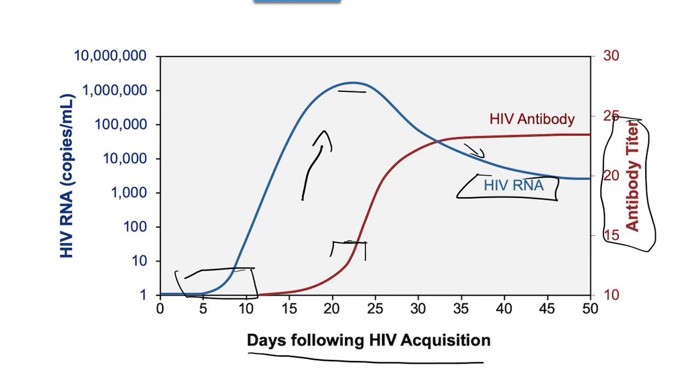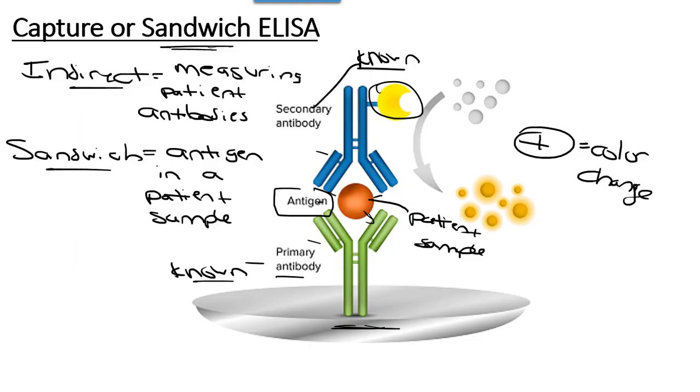But the viral load is still high. So where we would use a sandwich ELISA is if there's a high viral load, and we suspect there might not be antibodies yet. So we could use this method in that case.